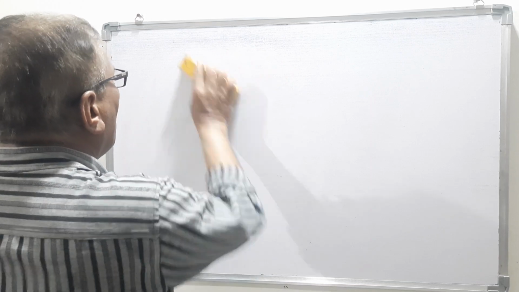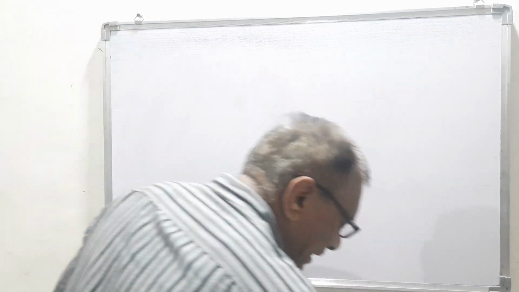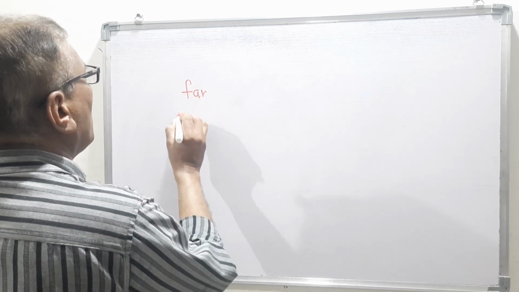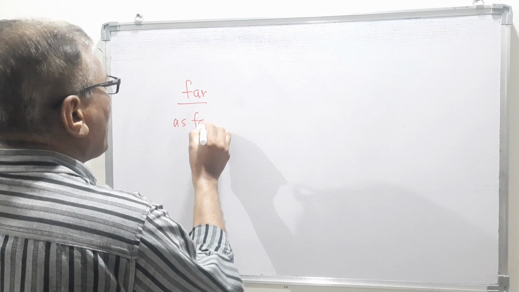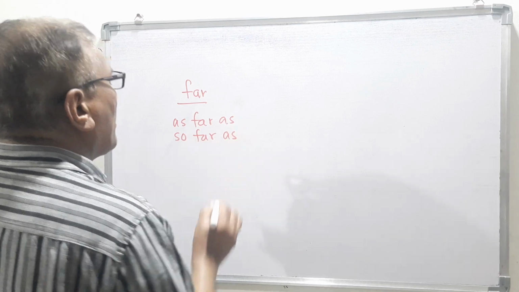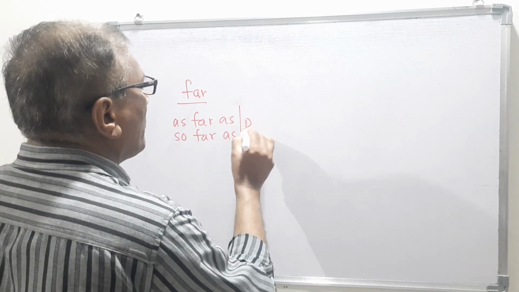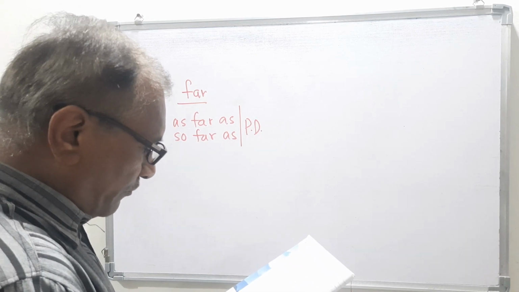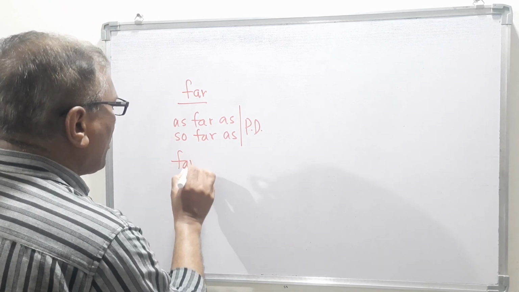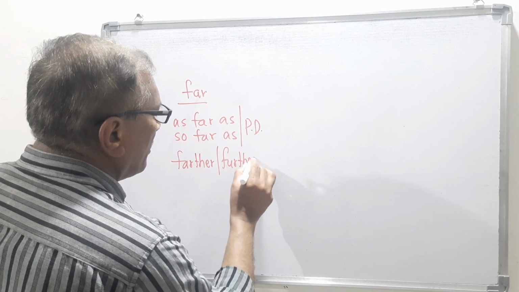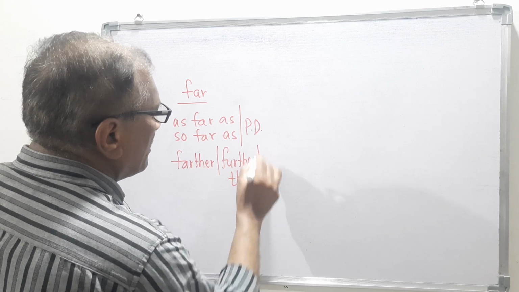So we have taken now bad. We will take now the next word, and the next word is far. Far. So remember, far means as far as, so far as. Okay, this is the PD form. Then further than, or further than. This is the CD form.